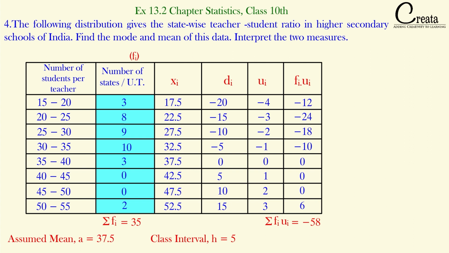Let's see further. Let's use the formula of the step deviation method. This is the formula. Here A is the assumed mean, which we have taken as 37.5.